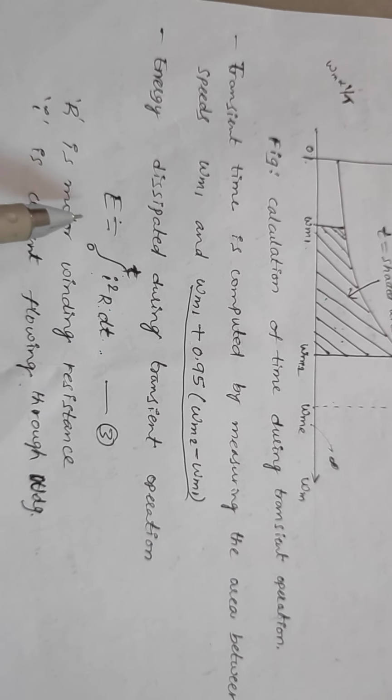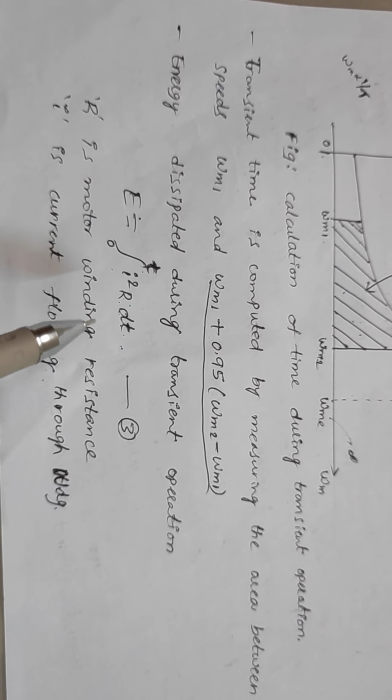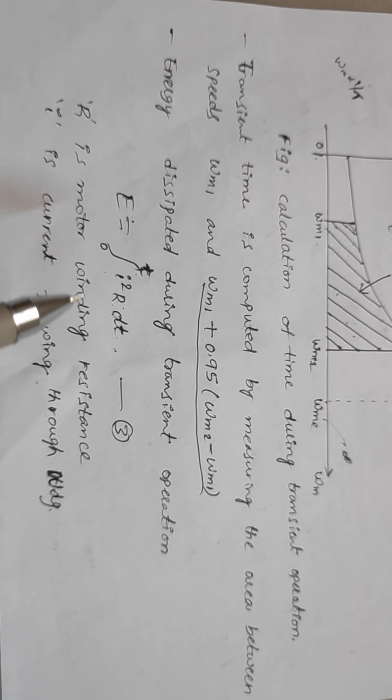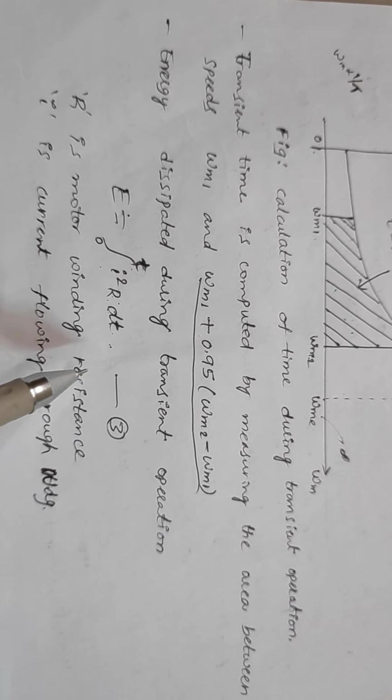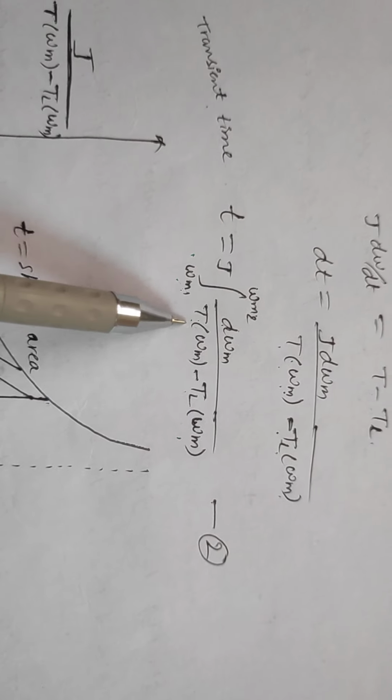In this way we can find the energy dissipated during the transient operation and also the transient time. By using this equation, we'll see some problems in further classes.